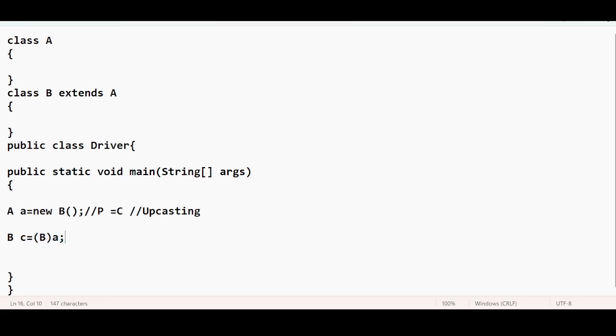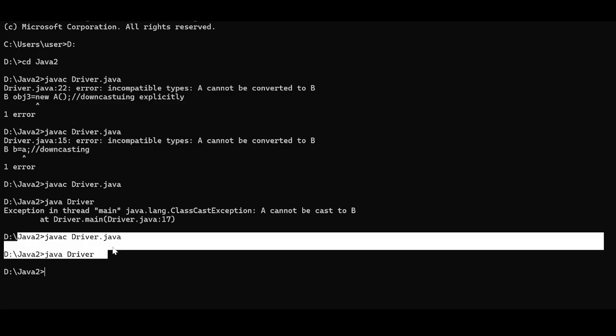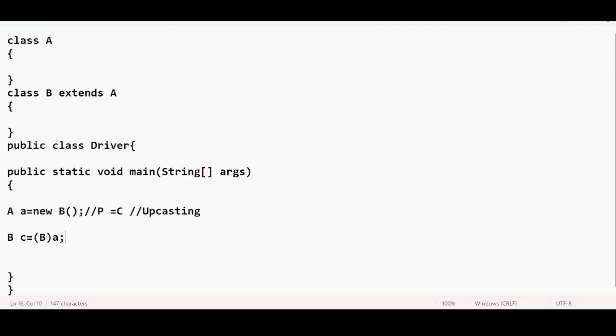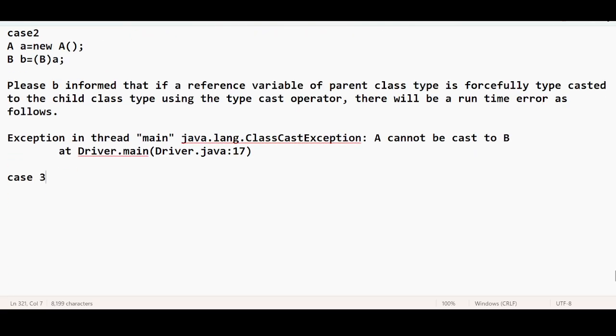Let us see whether this is possible or not. javac Driver.java, java Driver. Okay, now there is no compile time error and no runtime error. The downcasting has been achieved successfully. The third case says whenever an object is created, case 3.